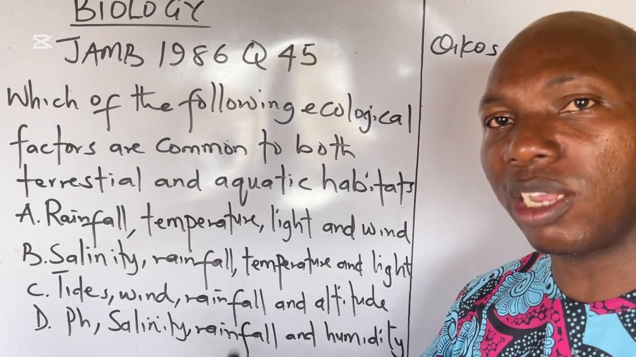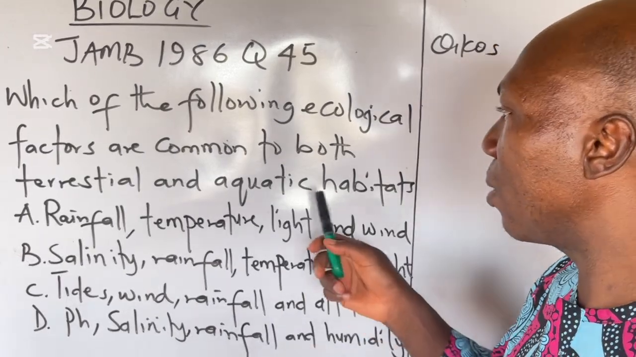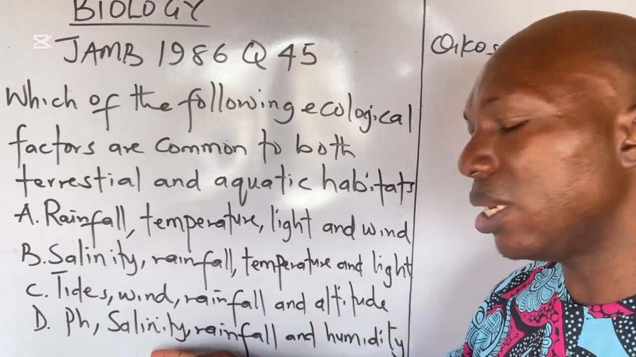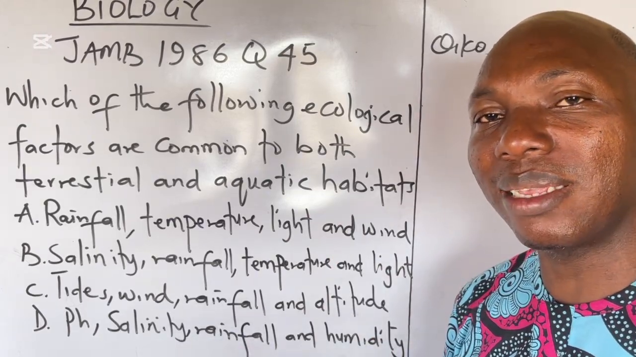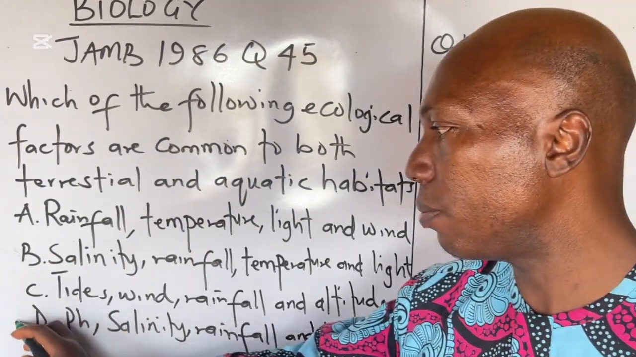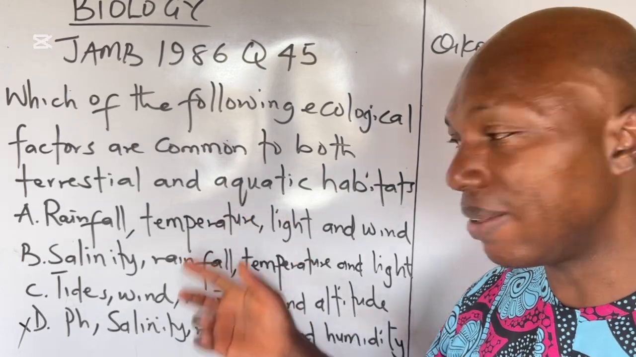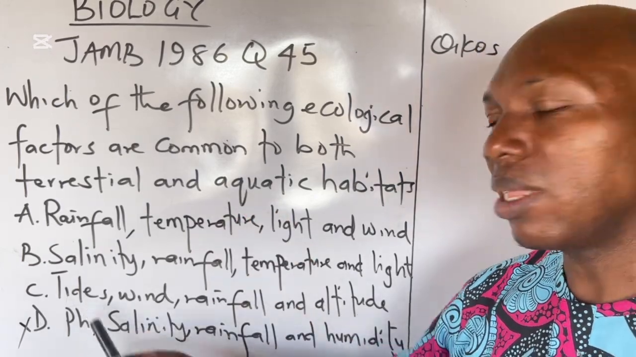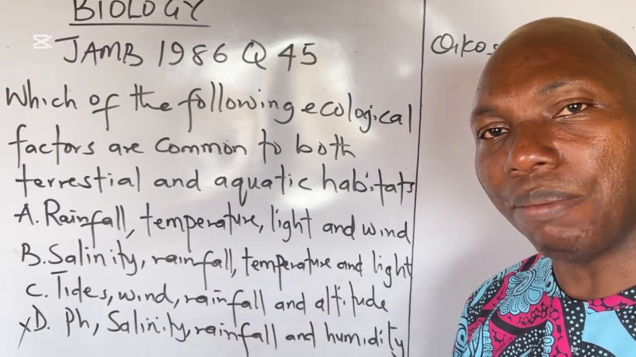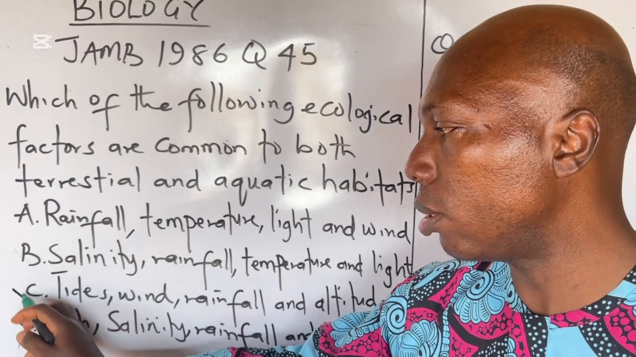pH means potentials of hydrogen. Potentials of hydrogen mostly affect aquatic habitats. So we talk about salinity, mostly affects aquatic habitat. So that makes option D here to be wrong because it doesn't affect terrestrial. Let's look at tides. Tides only affect aquatic habitats. That means water. So this does not hold.